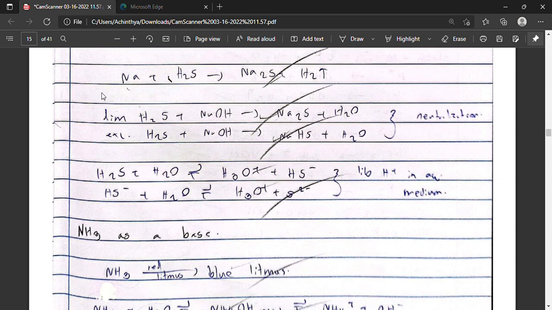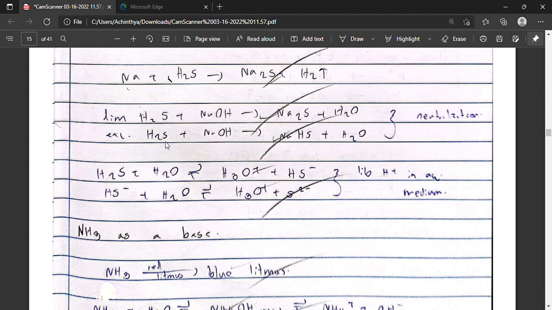If we were to take hydrogen sulfide and react it with a base like sodium hydroxide, it forms the salt, the neutral salt, and water. This reminds us of a neutralization reaction. For example, when limited hydrogen sulfide is reacted with sodium hydroxide, the salt is formed, sodium sulfide and water.